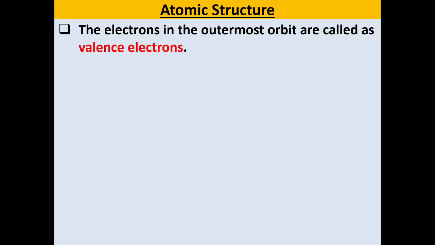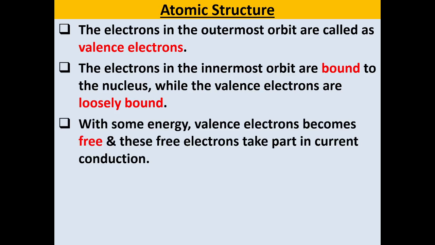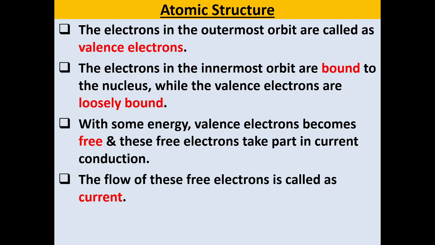Electrons in the outermost orbit are called valence electrons, whereas the electrons in the innermost orbit are bound to the nucleus, while the valence electrons are loosely bound. As the valence electrons are loosely bound, if we apply a small amount of energy, valence electrons become free, and such free electrons take part in current conduction. That's why these free electrons are also called conduction electrons. And this flow of free electrons we simply call current.